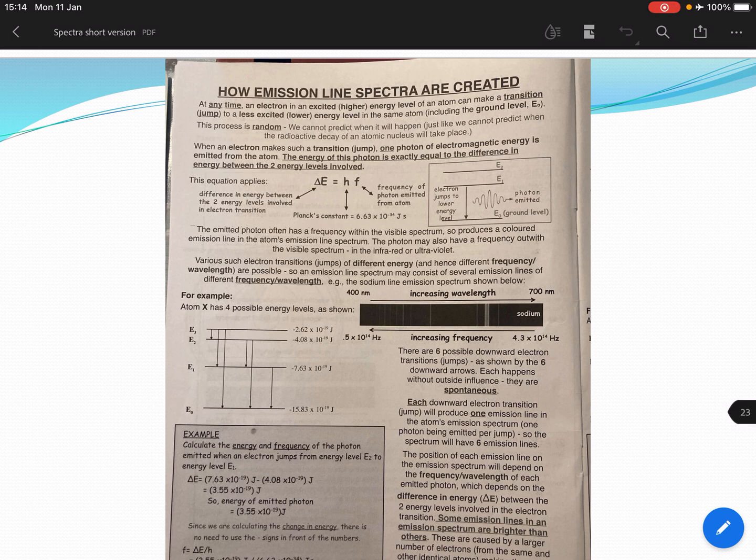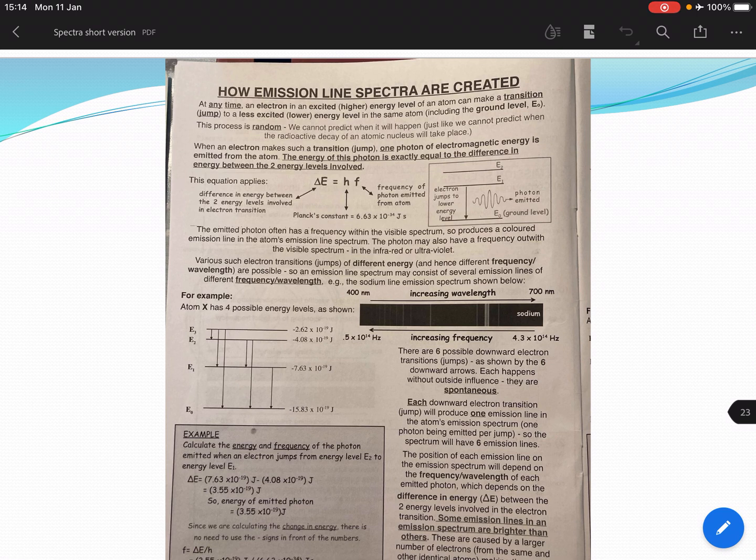So the emission lines, how they're created. Most of what's on here is what I've already gone through: at any time an electron in a higher energy level can make a transition to a less excited energy level. It can move at any point, and that's just a random process. When it does that, it's going to emit some energy, and that energy will be the same amount as the difference between the energy levels. The gaps between the energy levels aren't all the same either. You should see that from the diagram at the bottom, halfway down, where it talks about atom X.